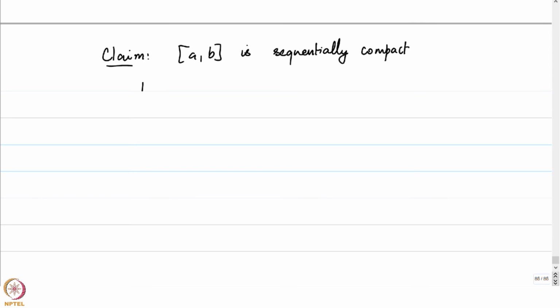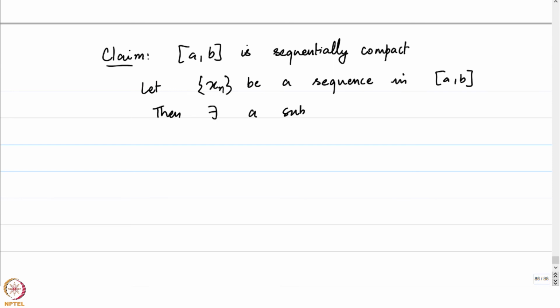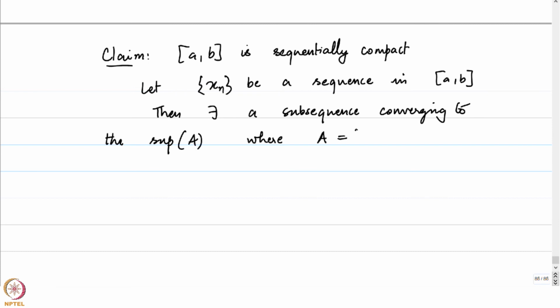Let xn be a sequence in AB. The first thing to note is that AB is bounded, and therefore there exists a subsequence converging to the supremum of A, where A is the set consisting of all elements in the sequence. I'll assume this from your real analysis course. And that tells us that AB is sequentially compact, right?